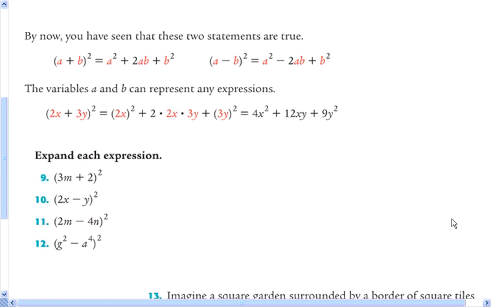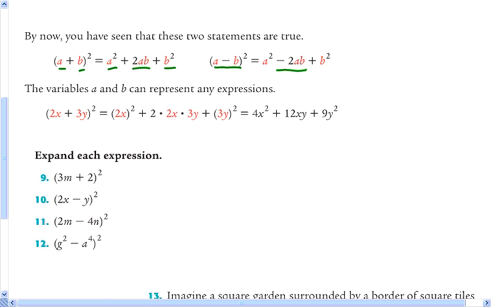All right, we can generalize on these ideas by just picking any number for a and any number for b. When we do that, we get a squared for the first term, b squared for the last term of the trinomial, and the middle term is just 2 times a times b. And the only difference between when we're adding them and when we're subtracting them is this middle term: instead of positive 2 times ab, it's negative 2 times ab.